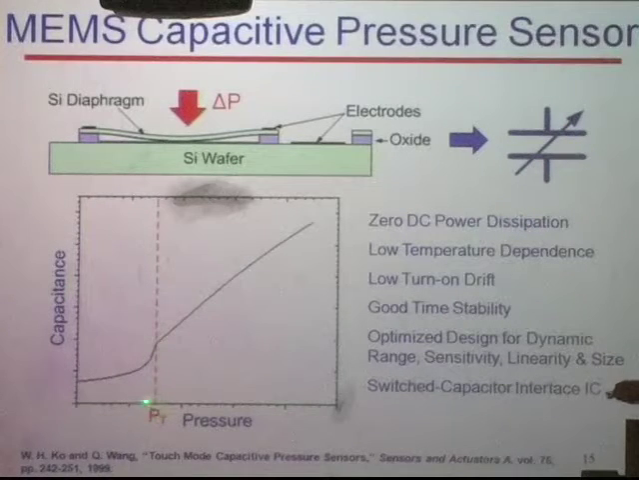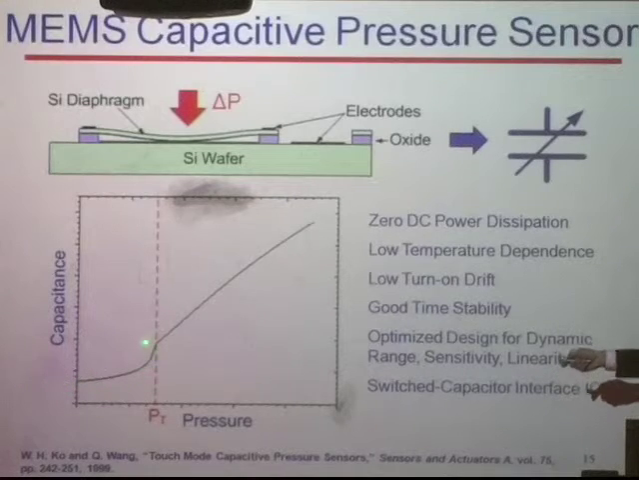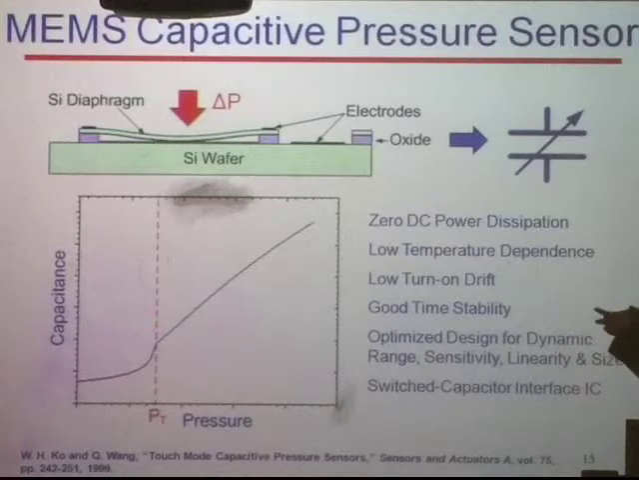below the touch point pressure, before the capacitor touches, the relationship on the first order is 1 over the gap size. So you get this sort of nonlinear capacitance behavior. After the touch point pressure, the touch area starts to increase, and then you get a nearly constant capacitance change versus the pressure change.